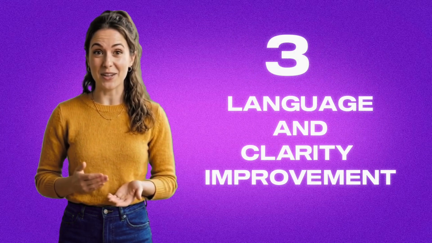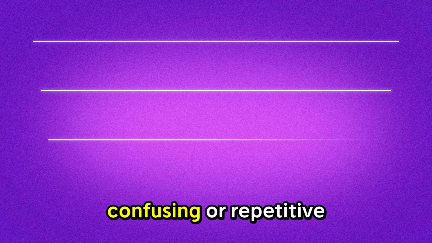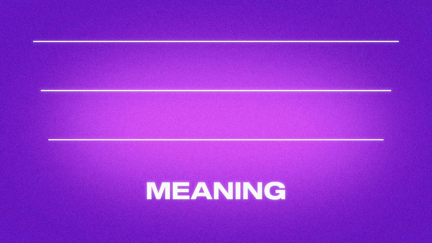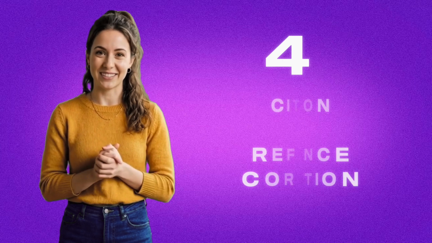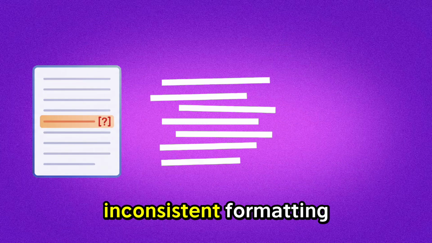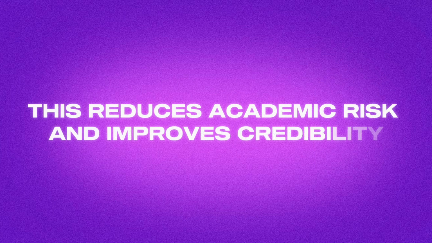Step 3. Language and clarity improvement. This is where sentences are refined, long, confusing, or repetitive lines are rewritten for clarity while preserving your meaning and academic tone. Step 4. Citation and reference correction. Editors fix missing citations, inconsistent formatting, and ensure your references follow required styles. This reduces academic risk and improves credibility.